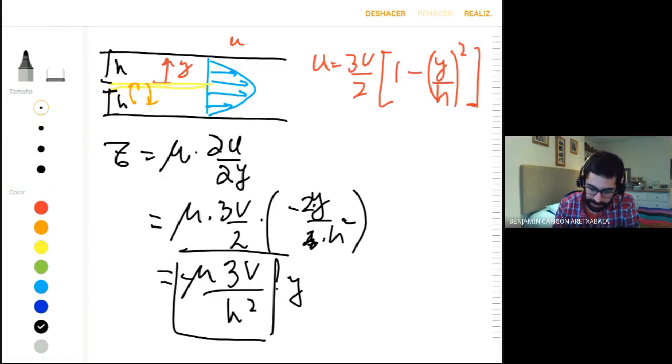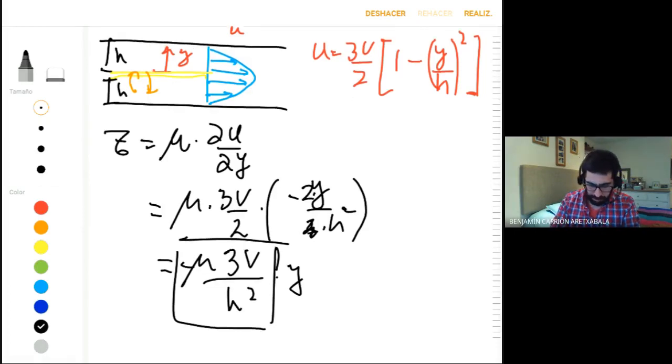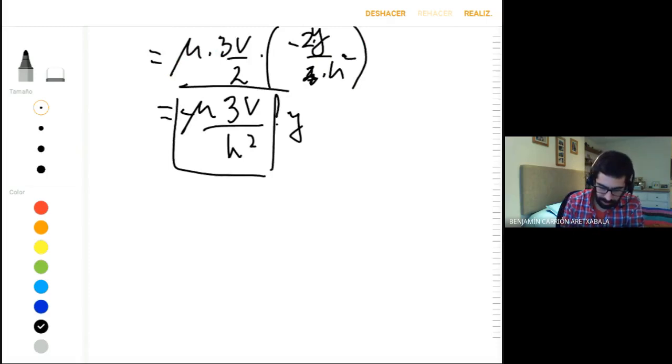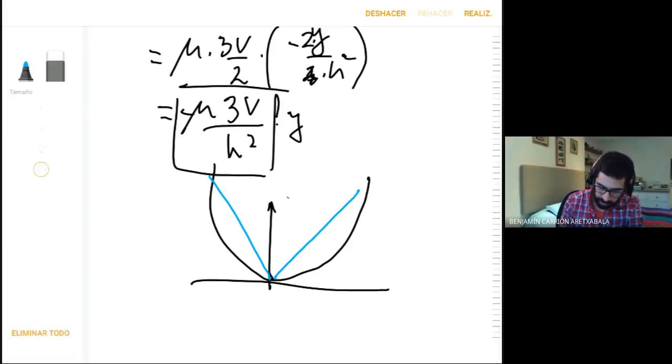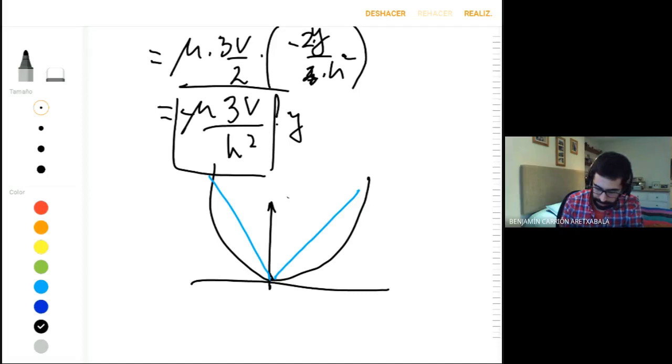And what this tells you is that if you have your y as an axis like that, and you compute your velocity, your velocity is going to be a parabola, something like that, and your tau, your stress, is going to be a linear thing. So this is y, this is u, and this is tau.